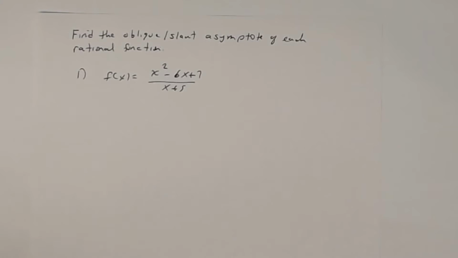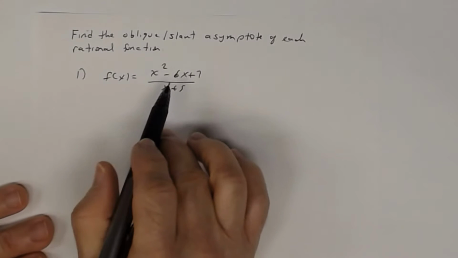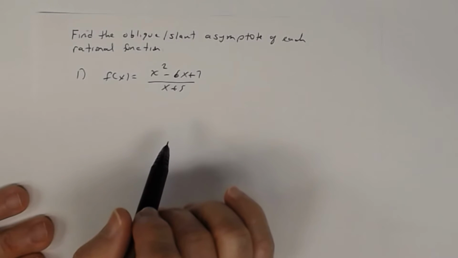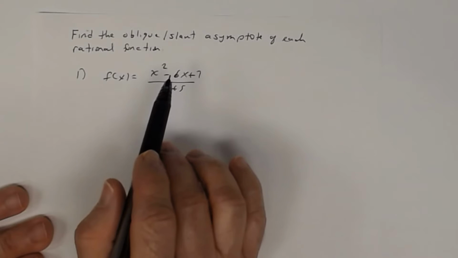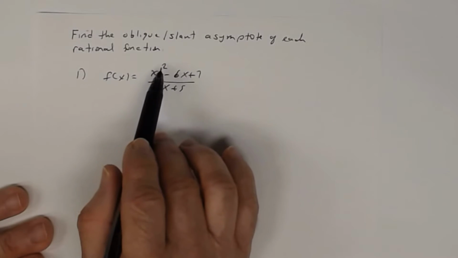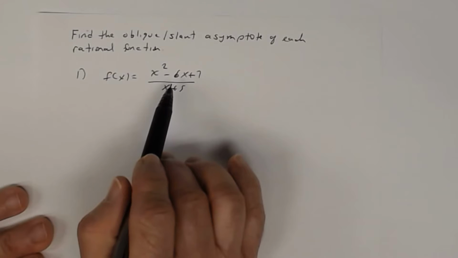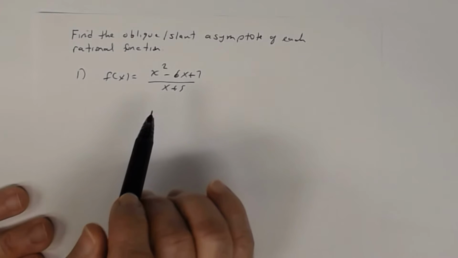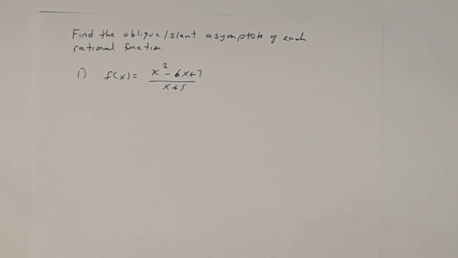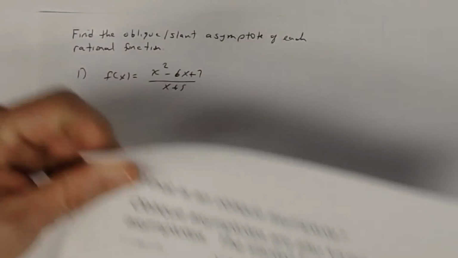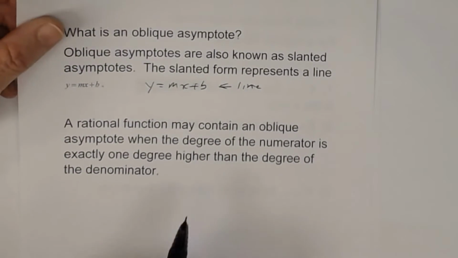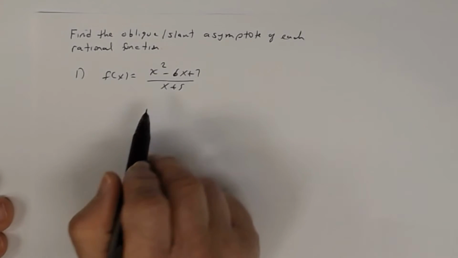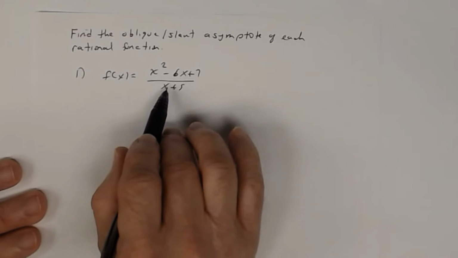All right. Now notice you don't have a horizontal, right? Because the degree of the numerator is larger than the degree of the denominator. So you're not going to have a horizontal. You're going to have an oblique in this case because the degree of the numerator is 2, the degree of the denominator is 1, and 2 is 1 more than 1. So if it's exactly 1 degree higher than the degree of the denominator, then you're going to have an oblique asymptote. Now this is not factorable, so let's go ahead and find the oblique.